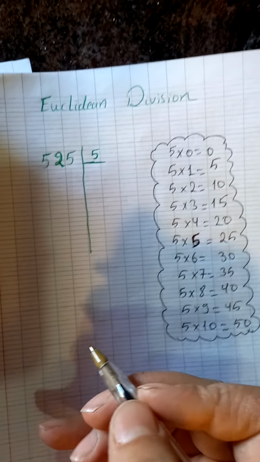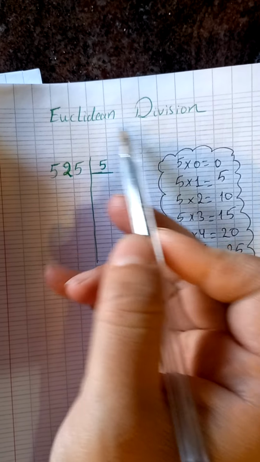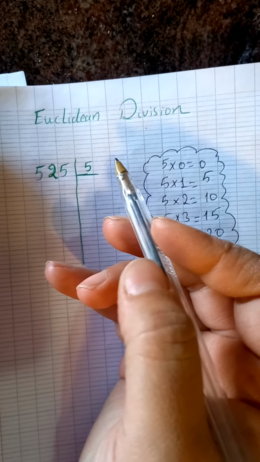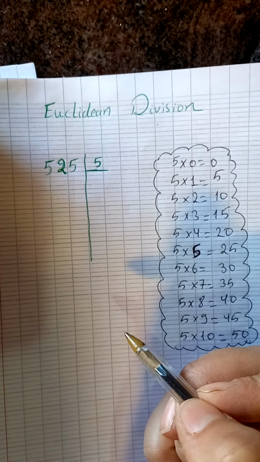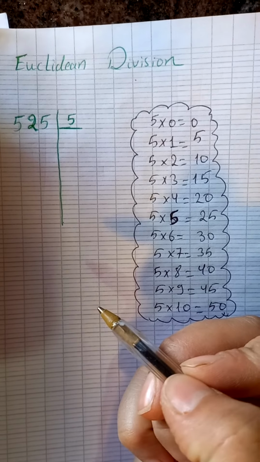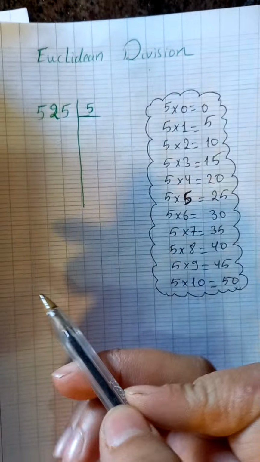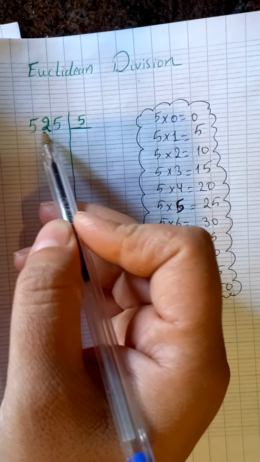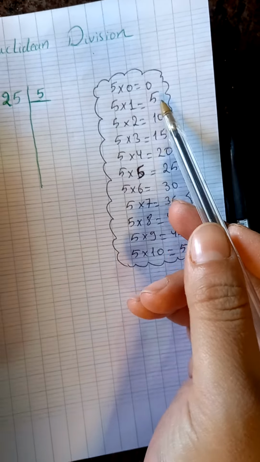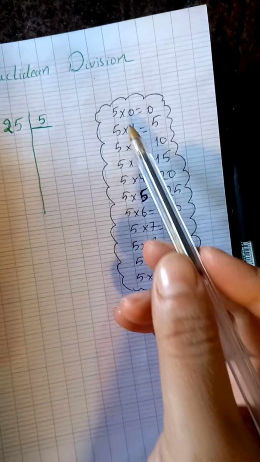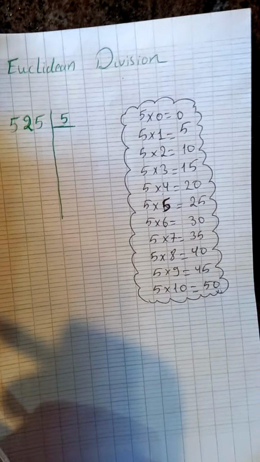We want to divide 525 by 5 using the Euclidean division, where we have a remainder at the end of the division. It may be 0, but it should be smaller than the divisor here, which is 5. Here the dividend is 525, the divisor is 5. I wrote previously the multiplication table of 5, which I will use here in the Euclidean division.